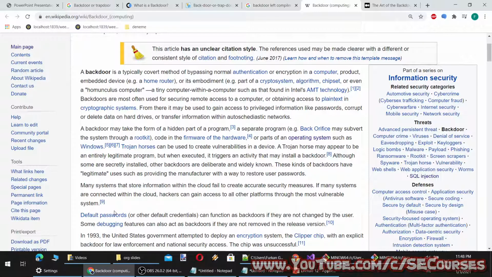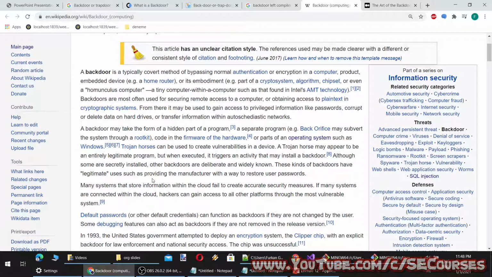A backdoor is a typically covert method of bypassing normal authentication or encryption in a computer, product, embedded device, e.g. a home router, or its embodiment, e.g. part of a cryptosystem, algorithm, chipset, or even a homunculus computer, a tiny computer within a computer such as that found in Intel's AMT technology.